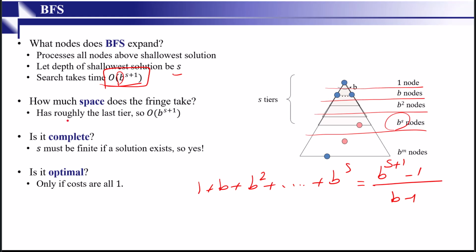So the next thing is how much space this algorithm requires, right? Because the fringe contains roughly the entire last tier of the tree, its space complexity is also B to the power of S plus 1. This is actually the main drawback of BFS, because it requires a lot of memory.